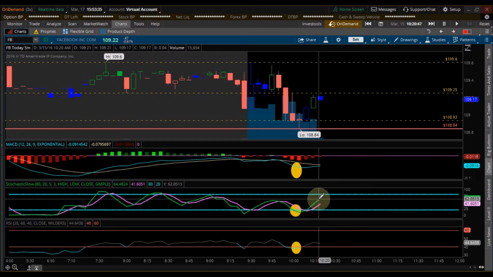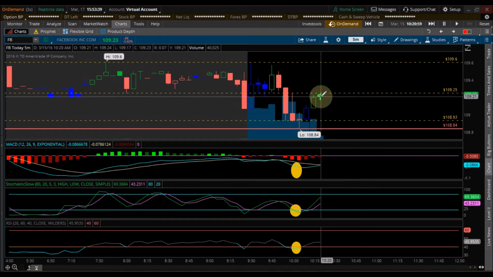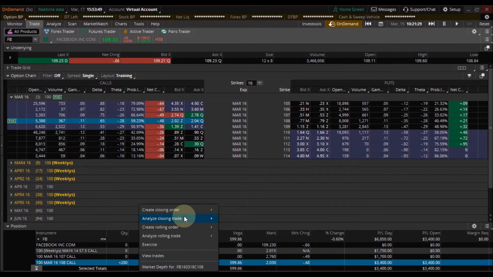Let's just see. It closed below that line. Let's just see if we can still hang on, because this MACD looks like the momentum's about to swing to the upside here, and it might push through above that 109.25. Let's take a look at it. You might see the doji right here at this point.